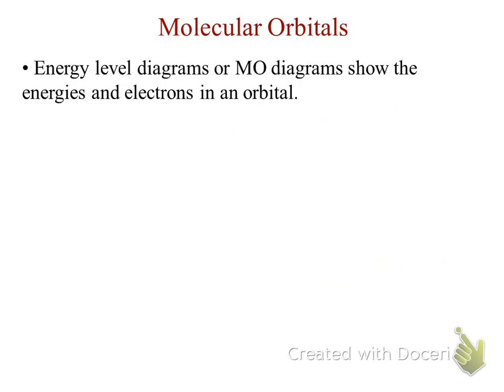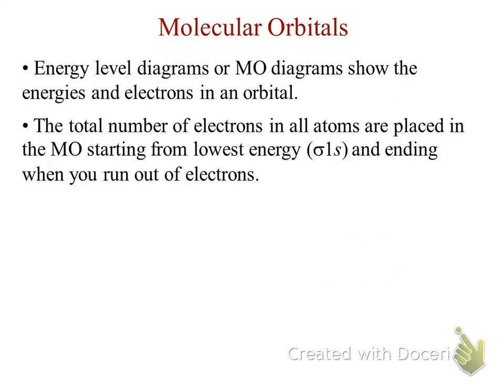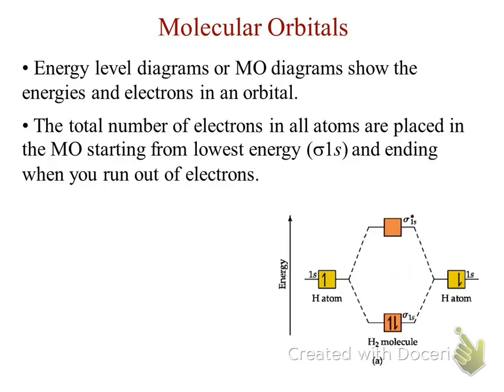What do I mean? Well, let's look at this. Energy level diagrams or molecular orbital diagrams show the energies of electrons within an orbital. So the total number of electrons are placed in a molecular orbital starting from the lowest. Remember, electrons are lazy: sigma 1s first, and ending when you run out of electrons, wherever it is that you happen to run out of electrons. So, using the example of what we just dealt with for our hydrogen, we have each hydrogen on each side, so we know what's donating to our molecule. Once we've donated, we notice they're going to start low and then work their way up. Once we've done that, we run out of electrons.